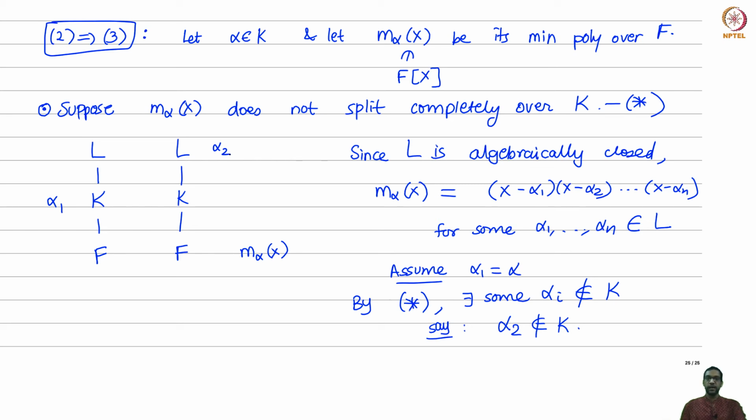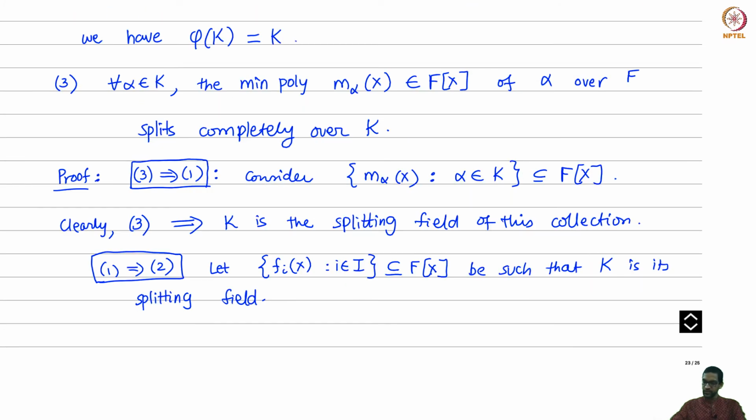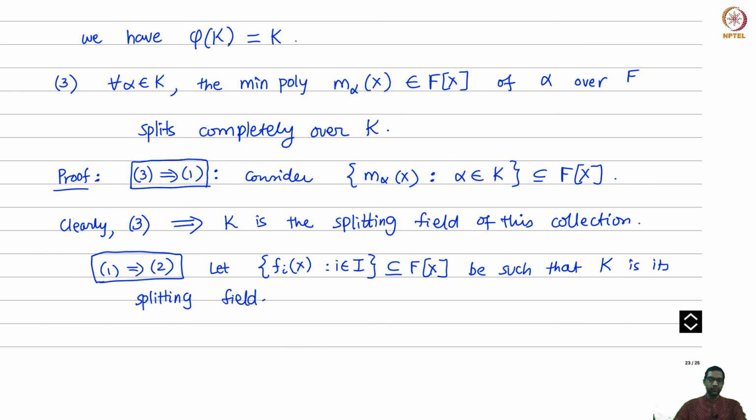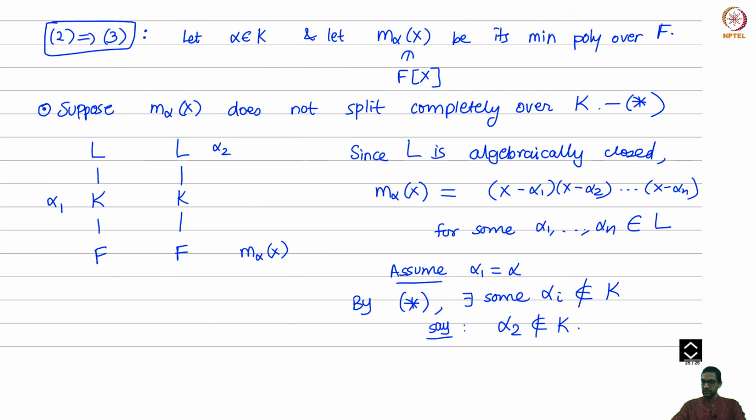We will contradict the hypothesis 2. And what did the hypothesis say? It said that every homomorphism or automorphism of L which preserves F pointwise must map K to itself. Now because we have alpha 1 in K and alpha 2 which is not in K, let's use these two to define a homomorphism. The idea is to try and define a homomorphism which will map alpha 1 to alpha 2. If you can do that, then we would have gotten a contradiction to 2. So that's what we'll try and do now.